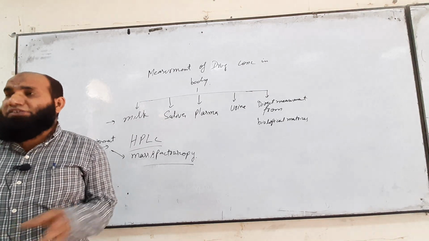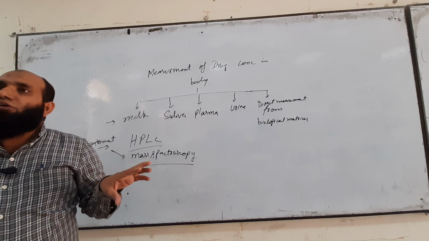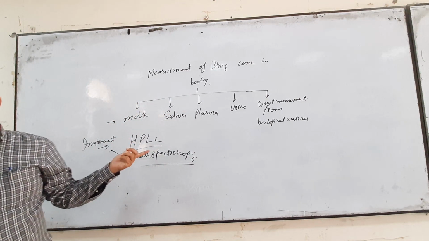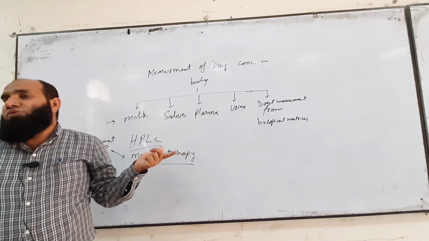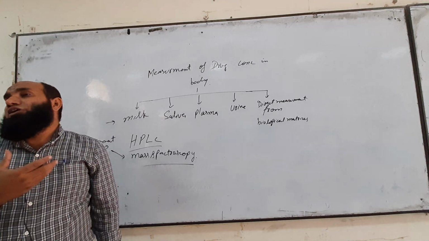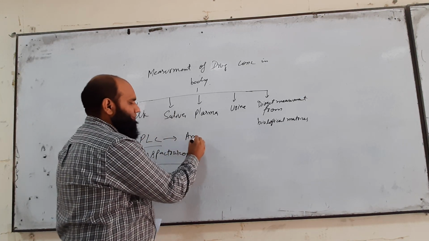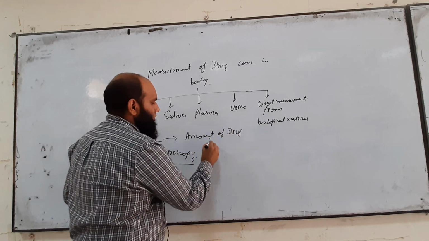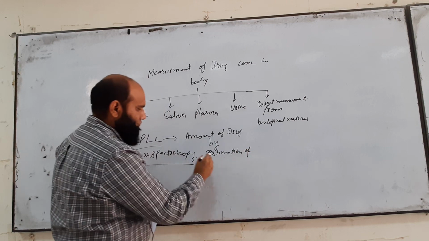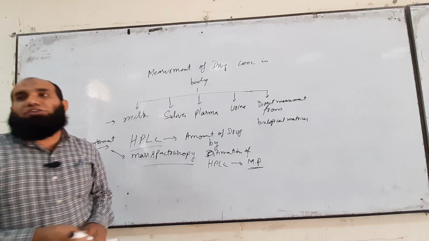I will first explain these two methods, then we will move towards the invasive and non-invasive methods to estimate the amount of drug in human beings, rabbits, plasma, and other experimental animals. In case of HPLC, when we start with this instrument, we will first have to make some particular mobile phase, polar and non-polar, which you already know about, and these mobile phases will give us the amount of drug by estimation of HPLC. We will make the mobile phase first and then check the amount of drug.